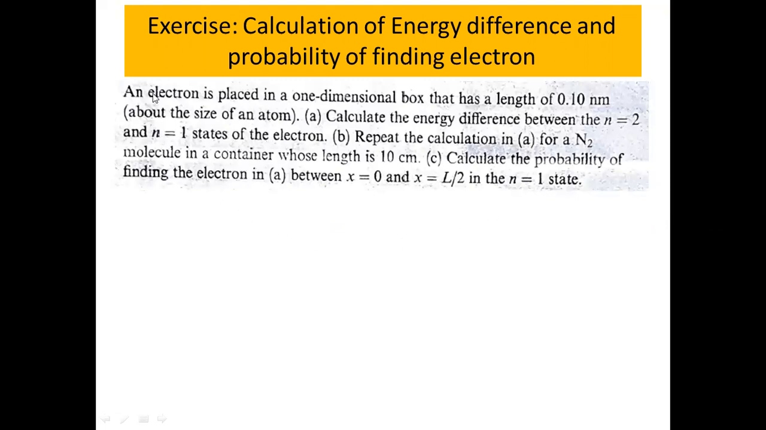This is data for an electron and for the nitrogen molecule. An electron is placed in a one-dimensional box that has a length of 0.1 nanometer, and this 0.1 nanometer is the size of an atom. So the first question is to calculate the energy difference between N2 and N1, and these are the energy levels. The energy difference between energy level 1 and energy level 2, and in a similar way you can do the calculation for any of the energy levels, for the transitions between 1 and 2, 2 to 3, or 1 to 3 and so on. For any energy level you can calculate the energy difference, and that is the quantization of the energy.